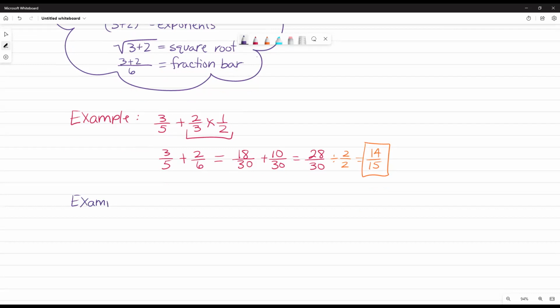Example 2 gives us some practice using order of operations with mixed numbers.